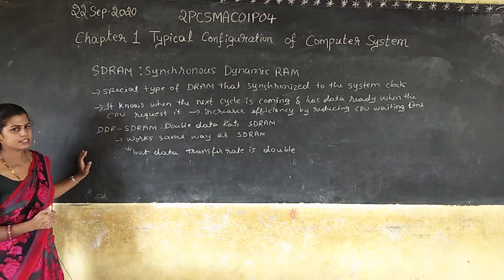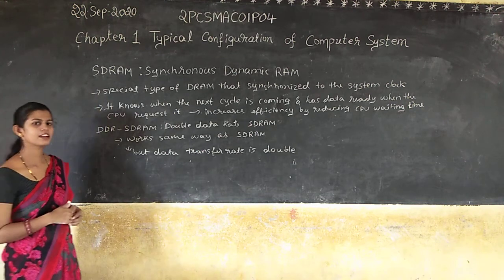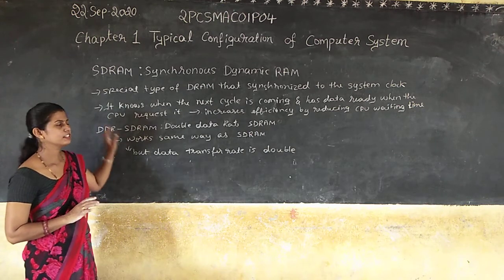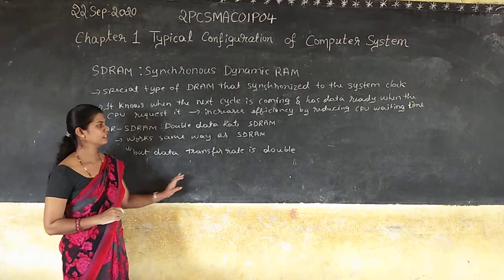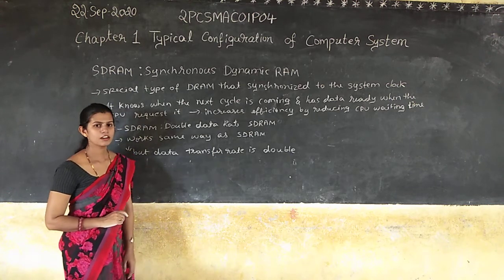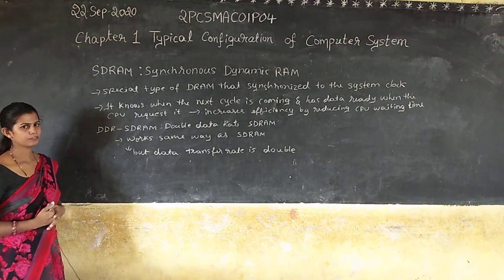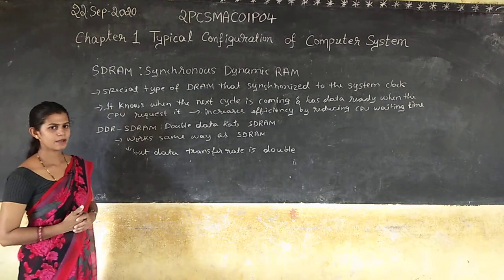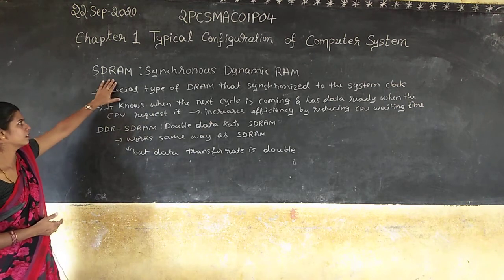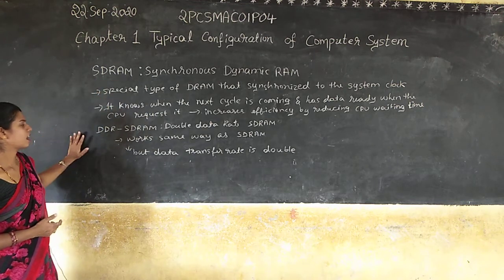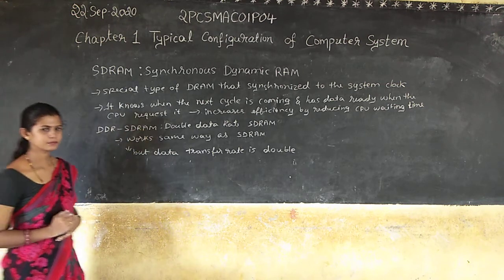It works the same as the SDRAM in that it knows when the next cycle is coming and gets the data ready when the CPU requests for it. But here the data transfer rate is double. So these are the types of RAM. First one is static RAM, then dynamic RAM, synchronous dynamic RAM, and the last one is double data rate SDRAM.